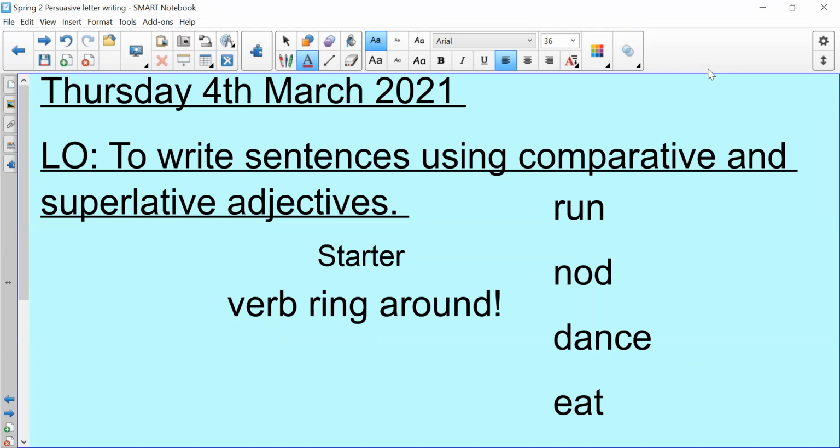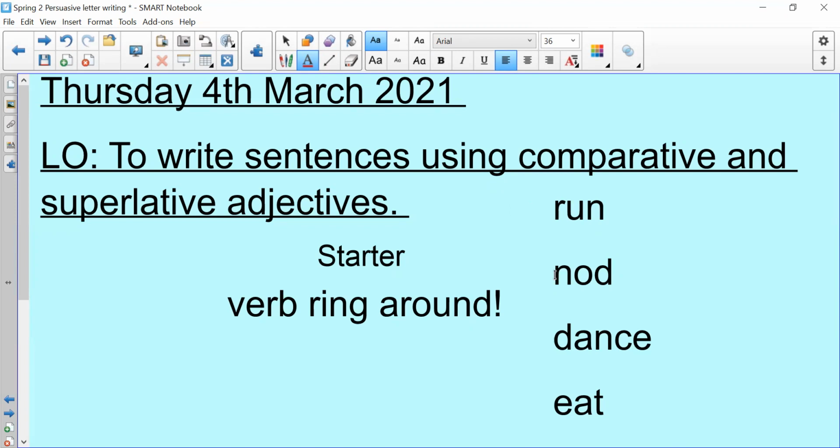So we're going to do something called a verb ring around. So I'll show you an example here. You start off with any verb that you like. And remember, our verbs are our action or our doing words, okay? To be and to have are verbs as well, but a verb is anything you can do or any action, okay? So my first one that came into my head was run, to run. And you write that down.